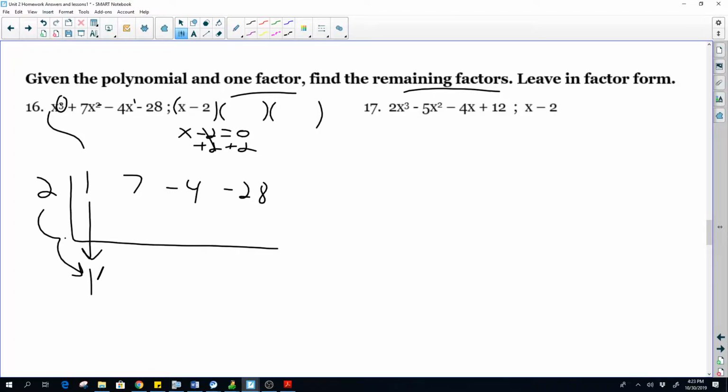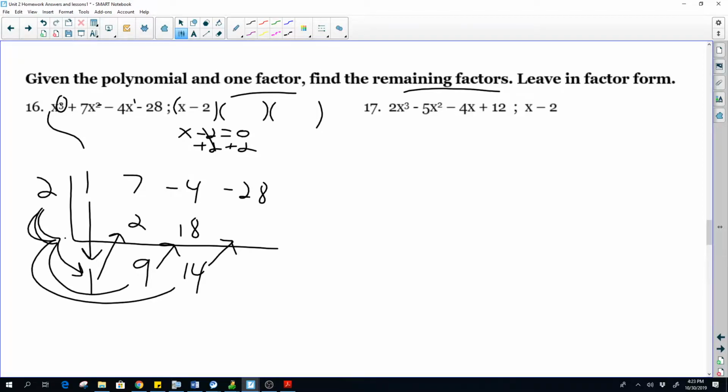So 2 times 1 is 2. 2 and 7 is 9. 2 times 9 is 18. 18 minus 4 is 14. And then 2 times 14 is 28. Now if we did this right, because it is a factor, we should get a remainder of 0. Remainder is 0. It is a factor.